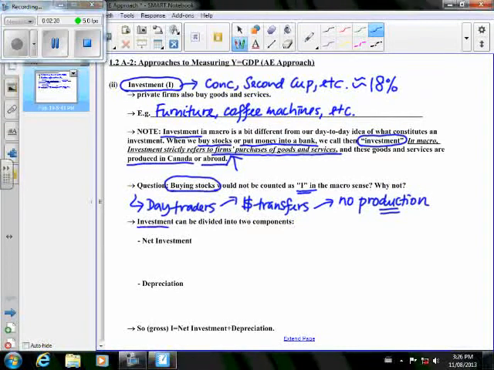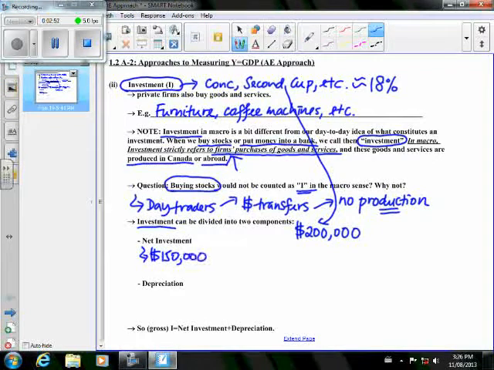Investment can be divided into two components. Let's look at the example of Second Cup. Let's suppose for a given year, it spends $200,000 as investment. We can divide this into net investment, let's suppose, is equal to 150, and depreciation will be the 50,000.